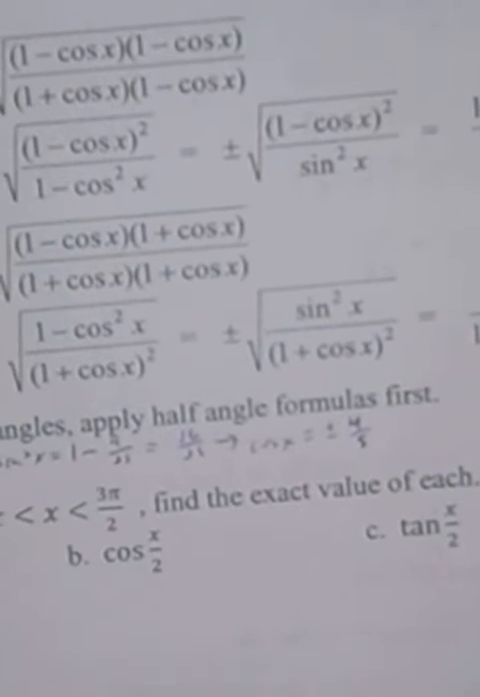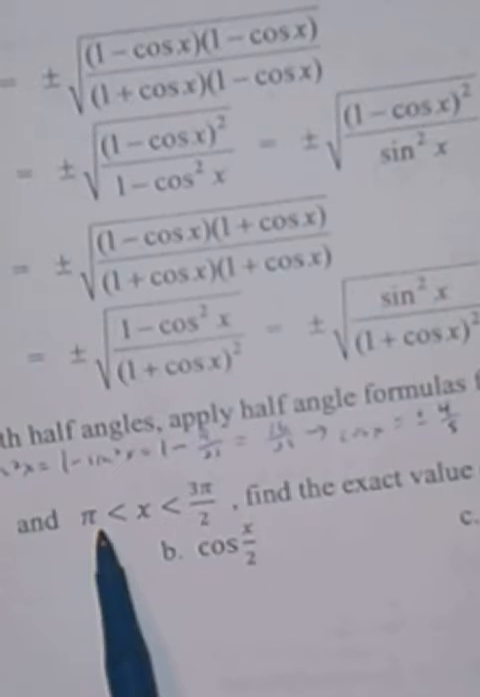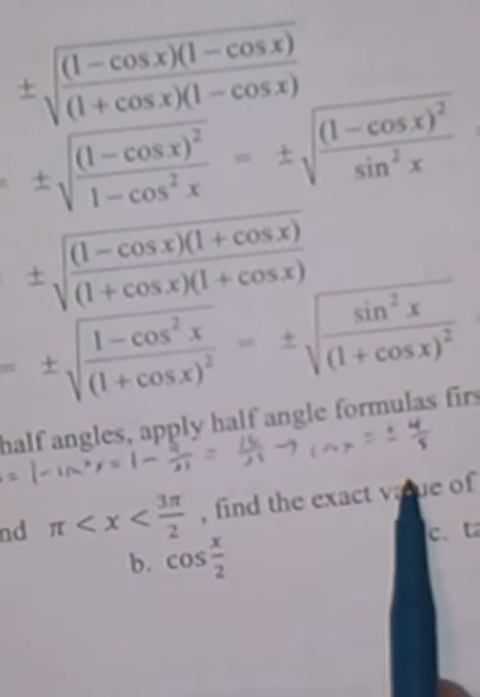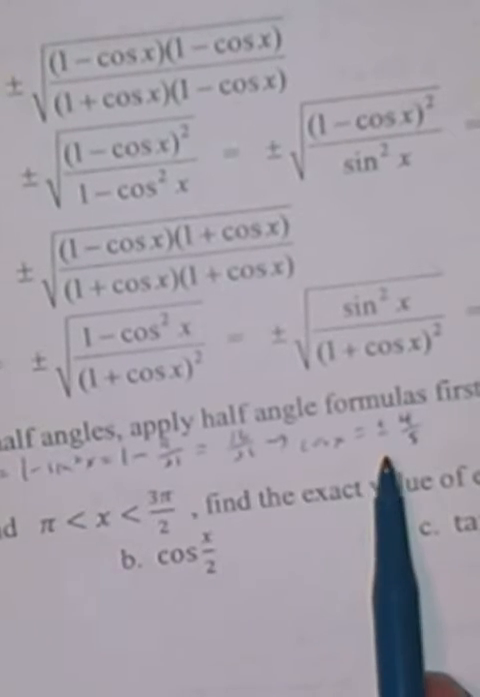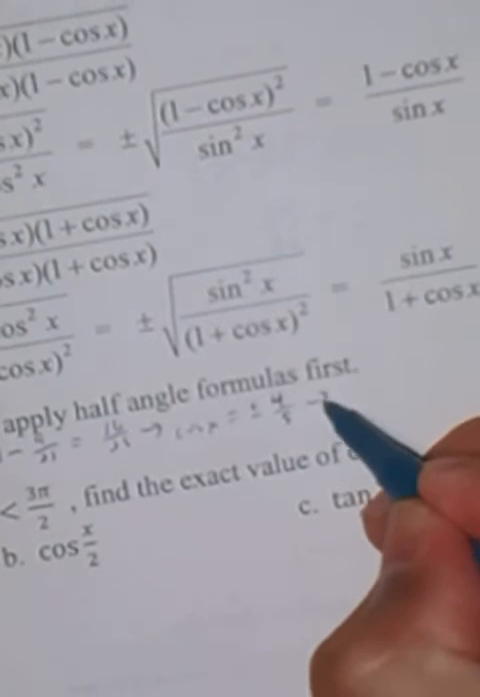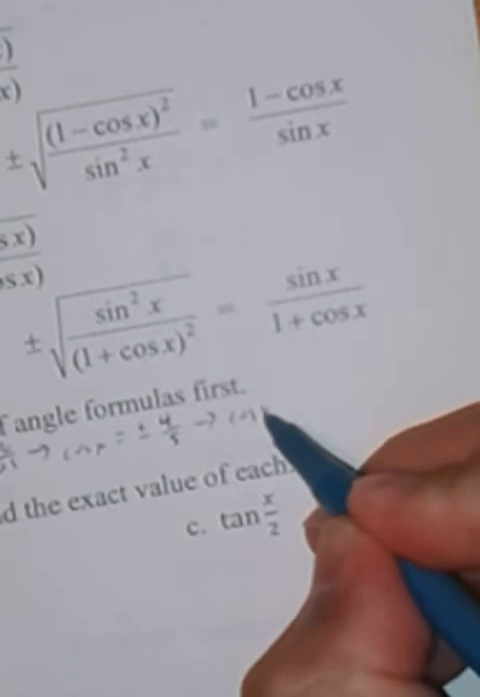All right. And now how will I know? Well, x is between pi and 3 pi over 2. So that'll tell me whether this is positive or negative. Between pi and 3 pi over 2, which is in the third quadrant, cosine x will be negative, right? So cosine x then is negative 4/5.